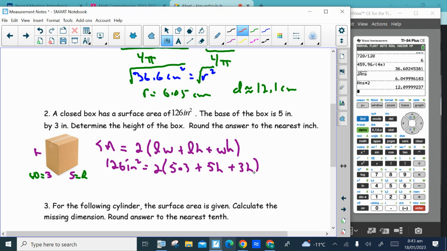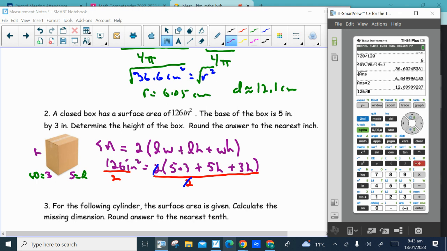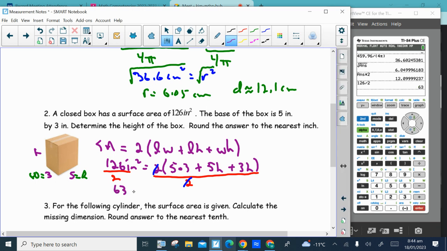I would start by dividing both sides by 2, because that 2 in front of the bracket means it's 2 times everything. So we can do the opposite of multiplying by 2, which is dividing by 2, and those 2's will cancel. And when you divide 126 by 2, I think you'll get 63. Yep. So 63 will equal.